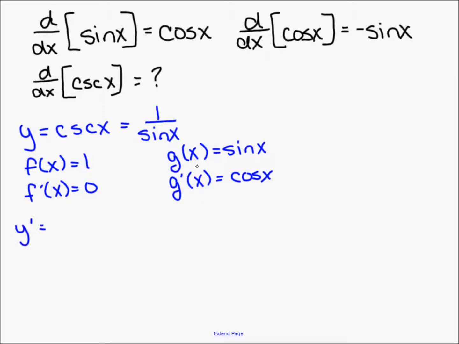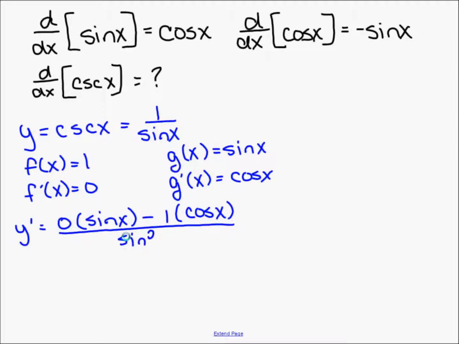So I have low d high, so 0 times sine x, minus high d low, 1 times cosine x, over low squared, so sine squared x. I'm now going to simplify it. 0 times sine x, that's 0. And then negative 1 times cosine x is negative cosine x over sine squared x.